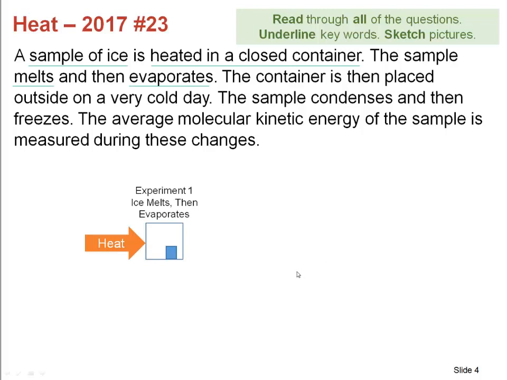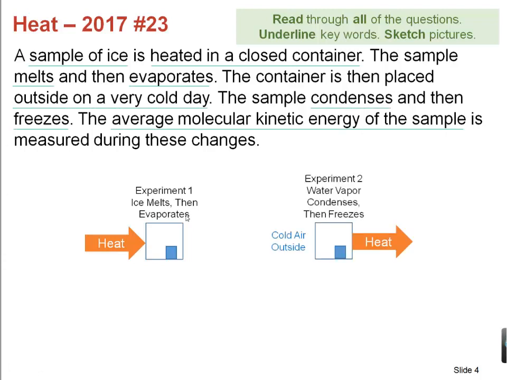So I've drawn a picture here where I have the closed container. Here's the sample of ice, and the container is being heated. The ice melts and then evaporates. The container is then placed outside on a very cold day. The sample condenses and then freezes. So here we have the same container in experiment 2. Now there's water vapor. That water vapor condenses and then freezes back into ice. So heat is leaving the system to the colder air outside.